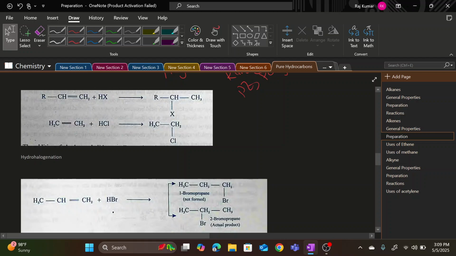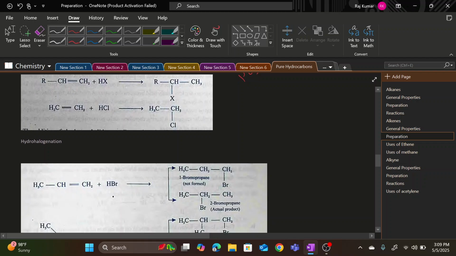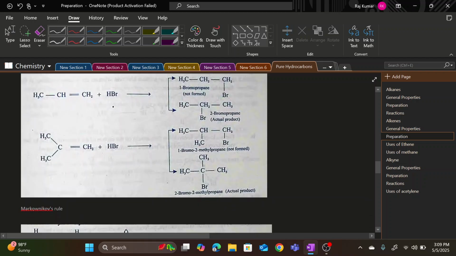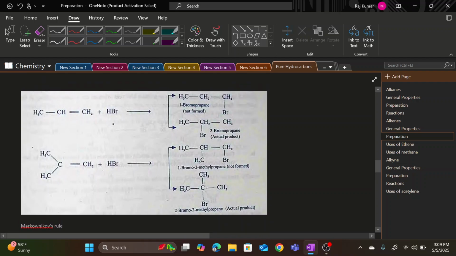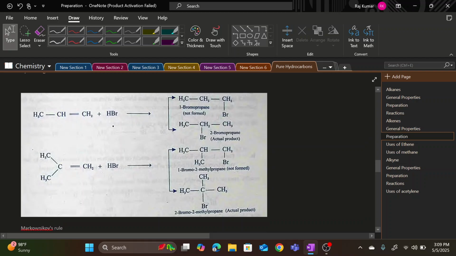Hydrohalogenation is pretty simple. We take hydrogen halide and then we add an alkene, due to which it forms alkyl halide. And then we have some important characteristics regarding the reaction mechanism.